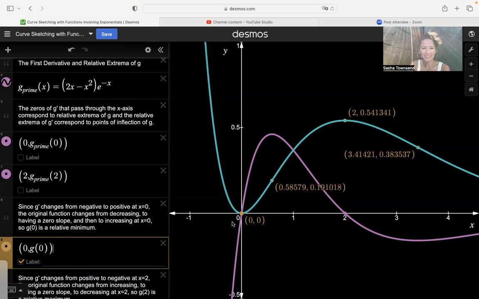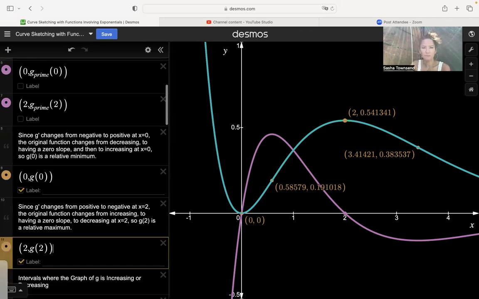So you say, okay, that is consistent. The graph of the derivative, which is this purple graph, and the graph of the original function, which is the teal curve, both of those sort of tell the same story. They're consistent with each other.